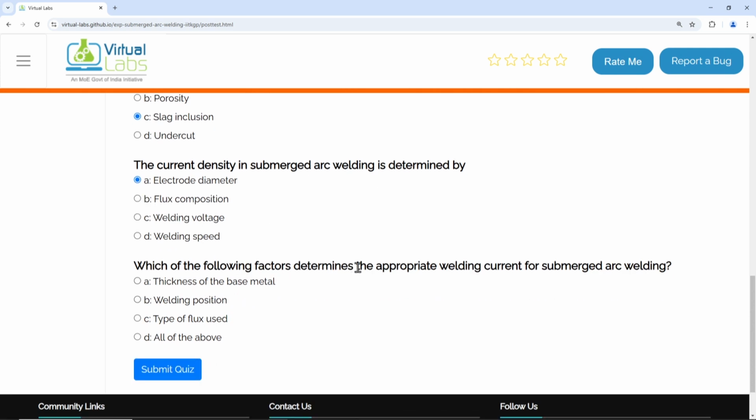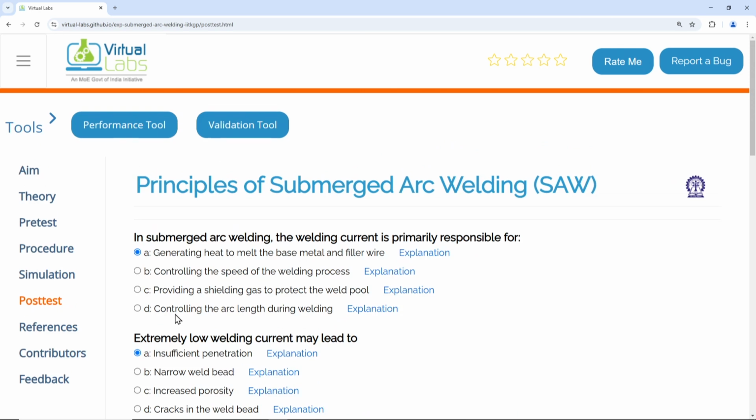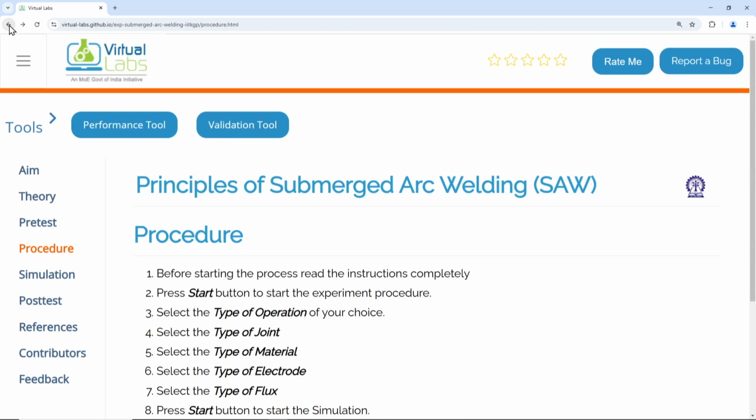Which of the following factors determines the appropriate welding current for submerged arc welding? Thickness of base metal, welding position, type of flux used, all of these determine it. So these are all marked correct. So this was submerged arc welding. Let me now pick another experiment.